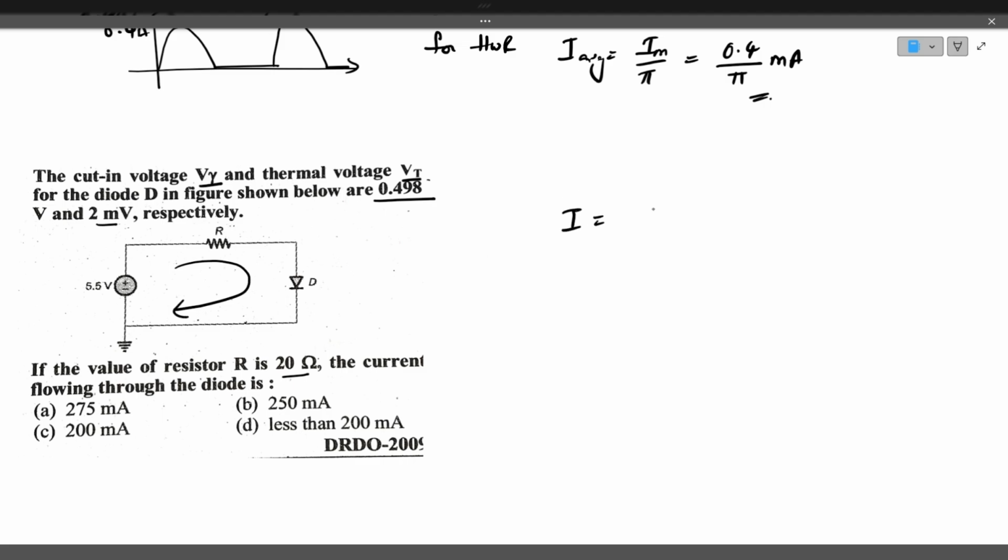I can be given by V minus V gamma, here the cut-in voltage is given, divided by resistance R. That is 5.5 volts minus 0.498 divided by resistance, which is given as 20 ohms. So the I is approximately 250 milliamps. So the answer is option B.